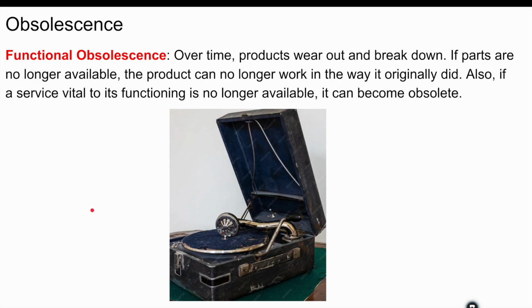Functional obsolescence. Over time, products can wear out and break down. If parts are no longer available, the product can no longer work in the way that it originally did. Also, if a service vital to its functioning is no longer available, it can become obsolete. So for instance, if we talk about something like this record player, if you can no longer get the needles for this record player, even though it might work, it's essentially functionally obsolete. Let's say that the world moves completely away from petrol-powered cars and towards electric powered cars, and all the gas stations and petrol stations are torn out, and that would make gas powered cars functionally obsolete.